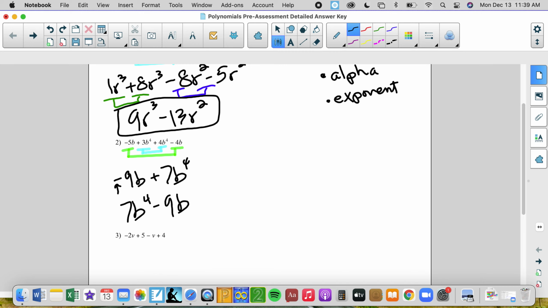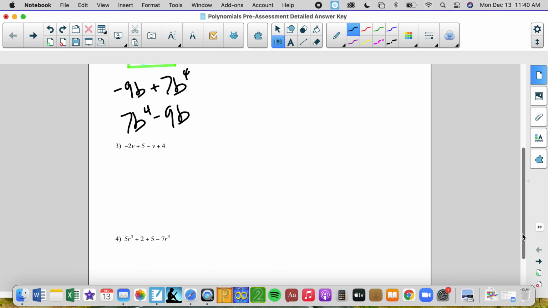Notice that negative there stuck with the negative 9. Negative 9 stays negative 9. Positive 7 stays positive 7. But we need it in descending order, so that's why b to the fourth comes before b to the first.